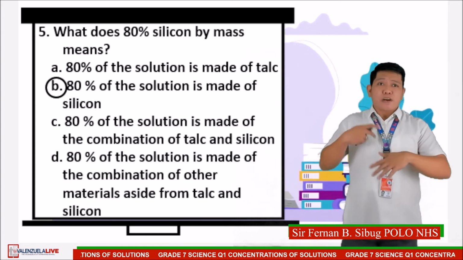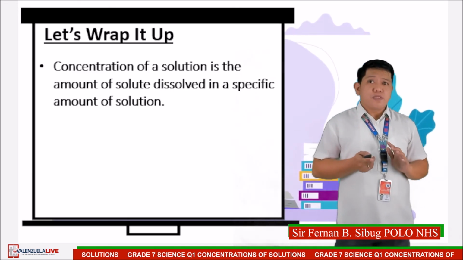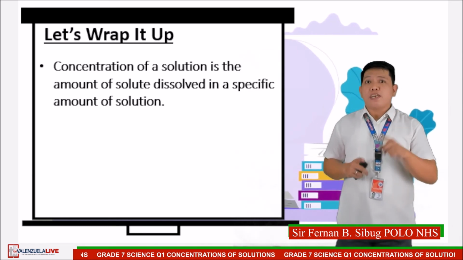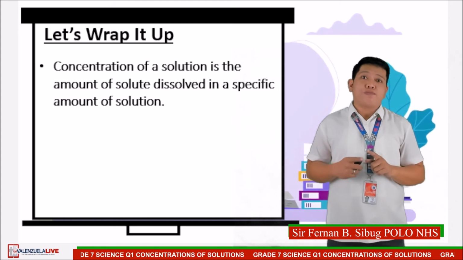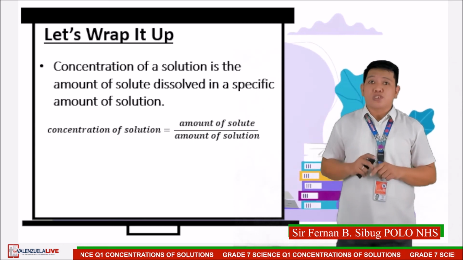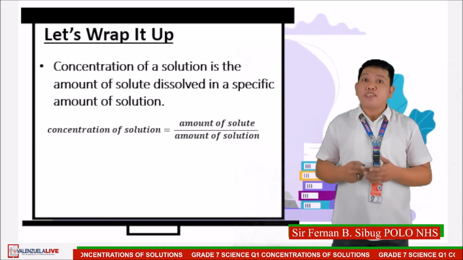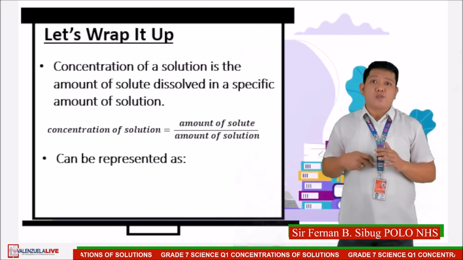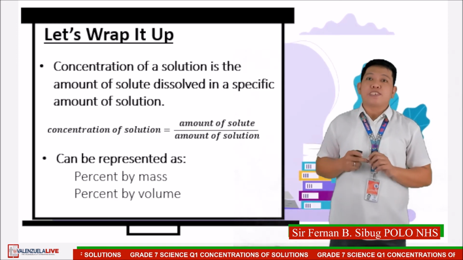Now, let us wrap our discussion. Let's wrap it up. These are the things that you should remember. First one is concentration of solution is the amount of solute dissolved in a specific amount of solution. Concentration of solution is also the ratio between the amount of solute and the amount of solution. It can also be expressed in two ways. That can either be percent by mass and percent by volume.